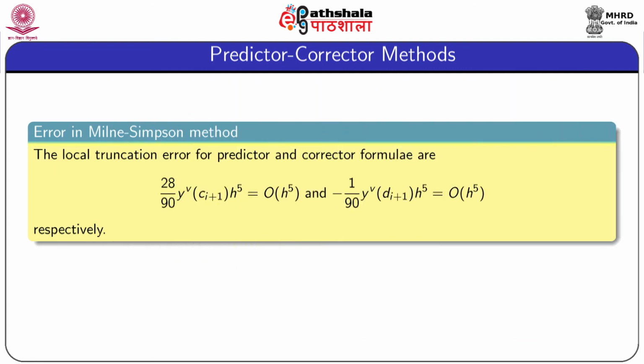Now, the error term, that means the local truncation error for the predictor formula, is 28/90 times the fifth derivative of y at ci+1 into h to the power 5, which is equal to order of h to the power 5. The error in the corrector formula is minus 1/90 times the fifth derivative of y at di+1 into h to the power 5, which is equal to order of h to the power 5, where ci+1 and di+1 are constants lying between x0 and x4.